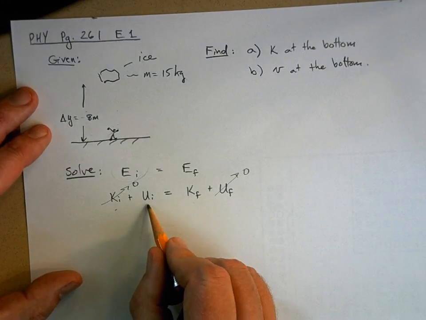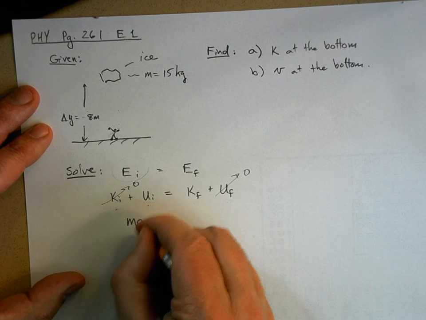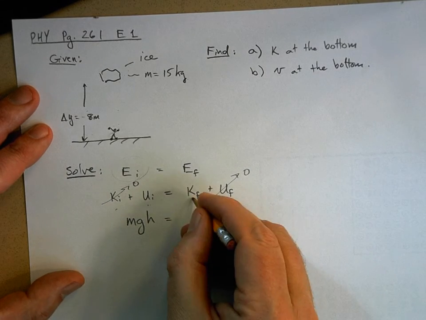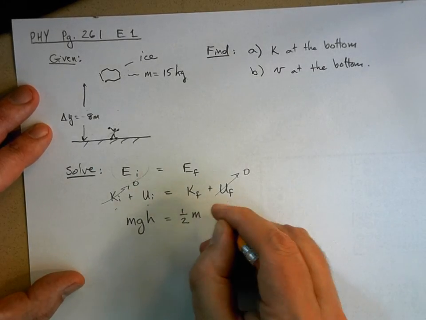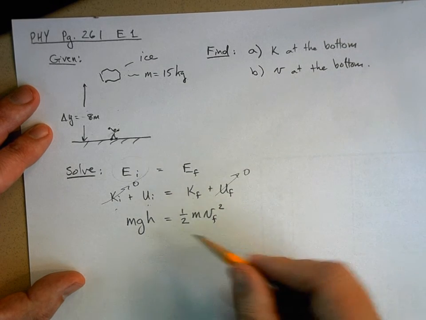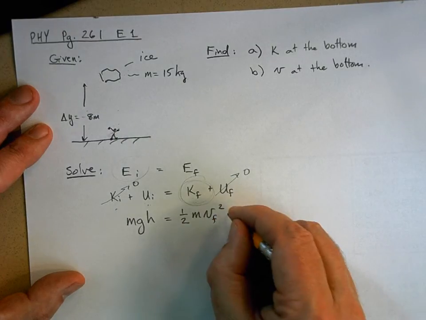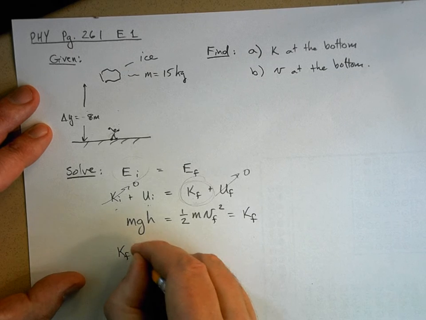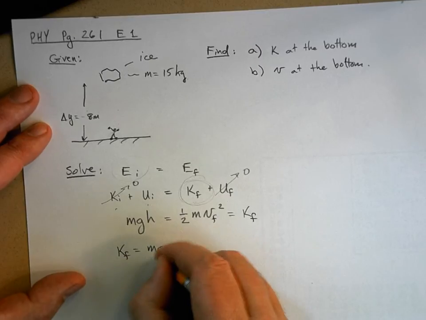Well, how much initial potential energy does it have? Well, that's going to be mg times its initial height. And what is kinetic energy? Well, it's 1/2 the mass times the velocity squared. But remember, actually it asks for K final. So K final, the final kinetic energy, is equal to the initial potential energy, which is mgh.